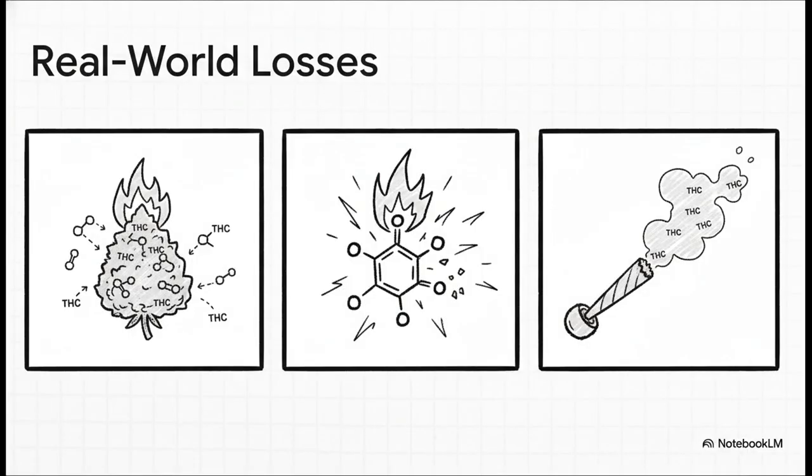The heat from a lighter, for instance, is totally uneven. Some THCA might not get hot enough to convert at all. On the flip side, if it gets too hot, you can actually destroy the very delta-9 THC you just created. And of course, any smoke that just drifts off into the air is taking active compounds right along with it. All of these are extra losses on top of that initial chemical loss.